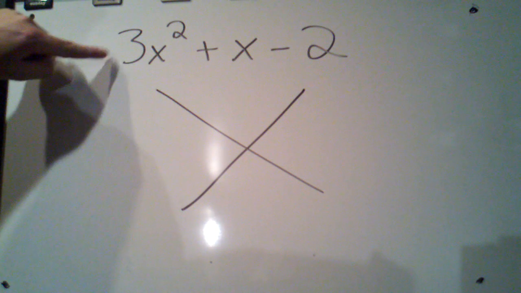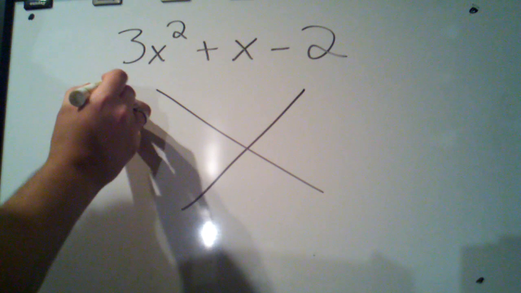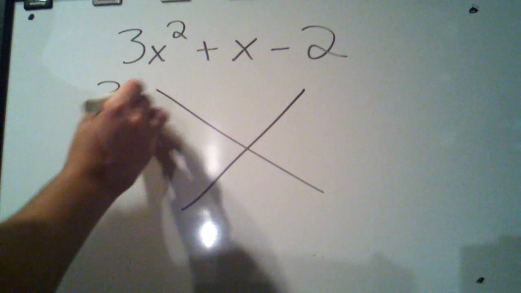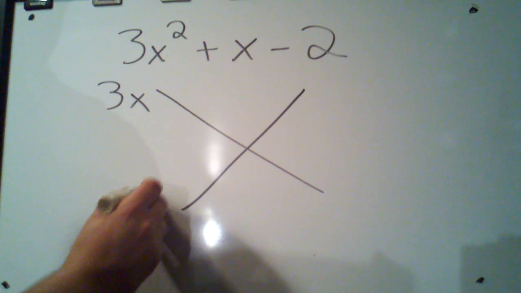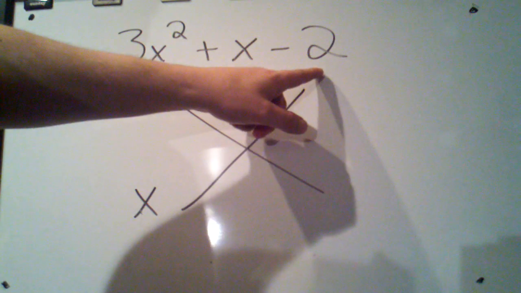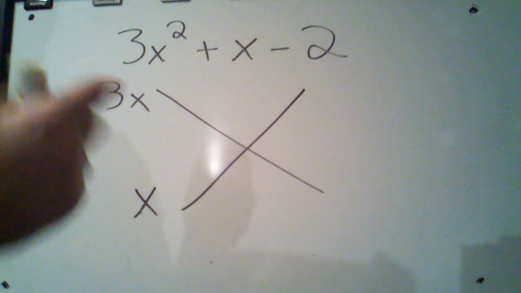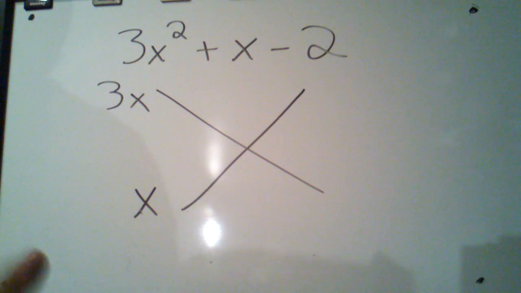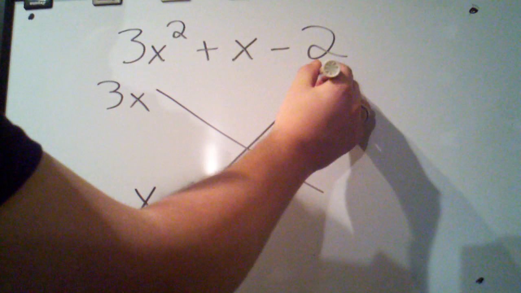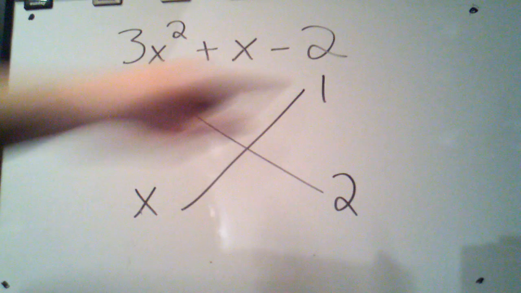And now I'm looking for two numbers to multiply to get me to a 3x squared, which is 3x and x. Here, I'm going to find two numbers that multiply to get me to a 2. And I'm going to choose the wrong ones just to show you what you can do to fix that problem. I'm going to say 1 and 2. 1 times 2 gets me to that 2.